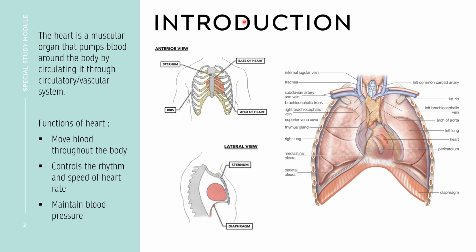So as we can see in the diagram that I attached here, the heart is located in front of the human chest, and specifically, it is located in the middle mediastinum, and it sits between the right and the left lung. So the heart has a specific role in our body. The main function of the heart is to move blood throughout the body. Also, it controls the rhythm and speed of the heart rate and maintains blood pressure.